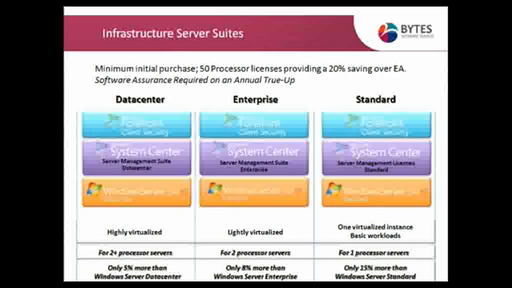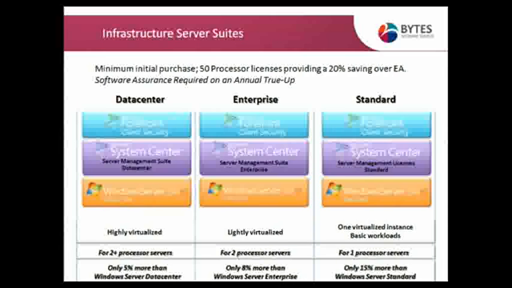The second infrastructure suite is for the Enterprise edition. It is focused around servers with 2 processor licenses. It's approximately 88% more than if you were to buy a standalone Windows Server Enterprise license. However, you obviously get the full stack of System Center products and Forefront client security. The System Center server management licenses included within this pack are all Enterprise Edition. What that means is you'll get the virtualization rights ratio of 1:4, so a single one of those licenses will allow you to run up to 4 virtual machines on that particular physical server, and you'll get the full stack of System Center products on application servers.